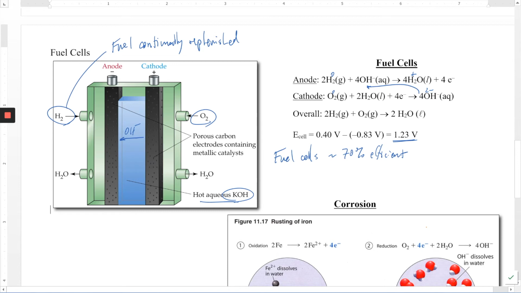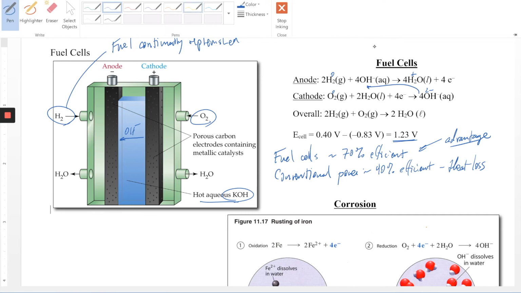Conventional power is usually only about 40% efficient. And a lot of that loss is due to heating up the engine itself. So having 70% efficiency, this is one great advantage of fuel cells. But they are not without their disadvantages.